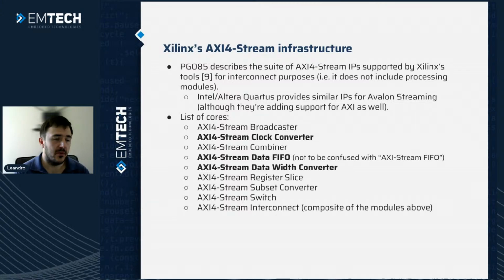You have a data width converter. You have the register slice, which I mentioned before. You have a subset converter, a switch to route signals, and an interconnect, which has a switch at its core, and it's a combination of the ones above.